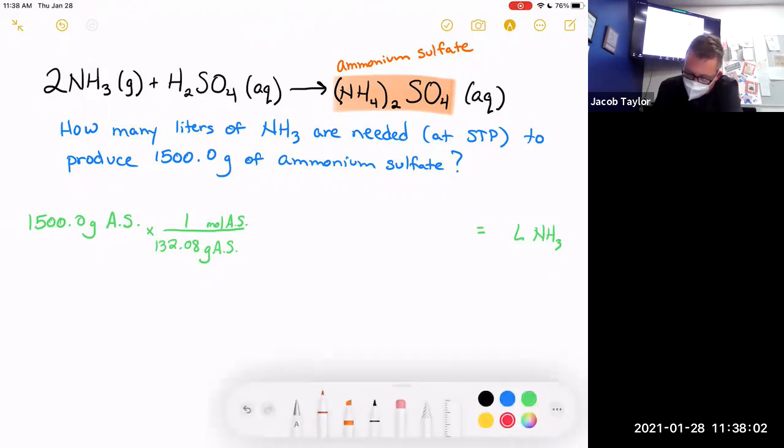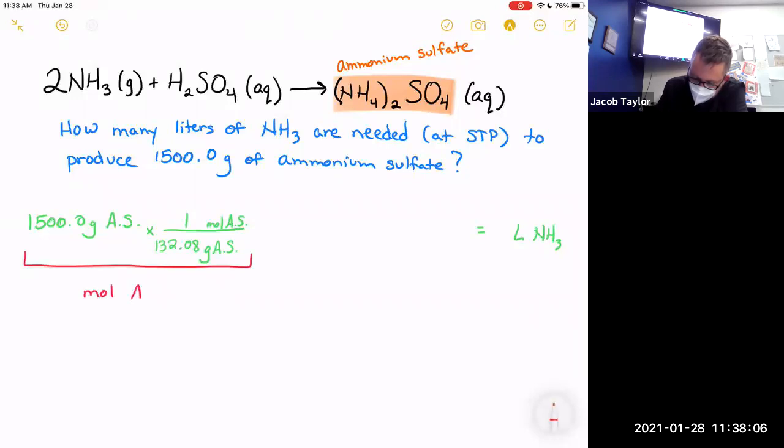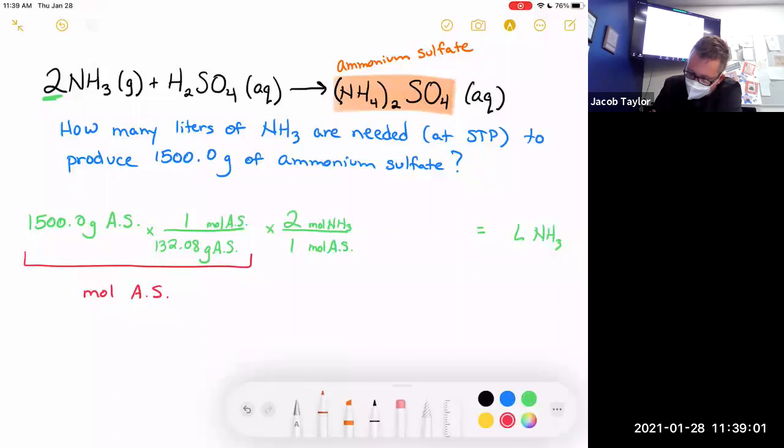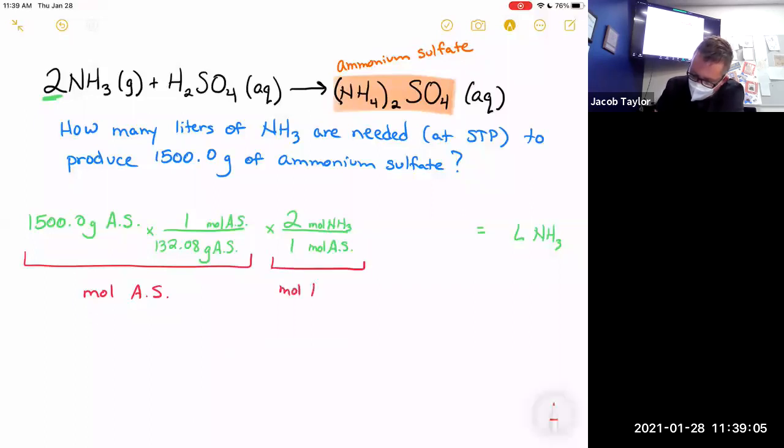Cool. So that's going to give us, when we're done with that calculation, moles of ammonium sulfate. But what I actually want is nitrate, NH3. So my next step is going to be to convert moles of ammonium sulfate into moles of NH3. So let's multiply by something that's going to get rid of the moles of ammonium sulfate and instead give me moles of nitrate. To figure out this conversion, we go up to our chemical formula and we see how many moles of NH3 are in the formula. Two, that's the two coefficient right there. Two, how many moles of ammonium sulfate? Just one, good. So this calculation is going to give us moles of nitrate.